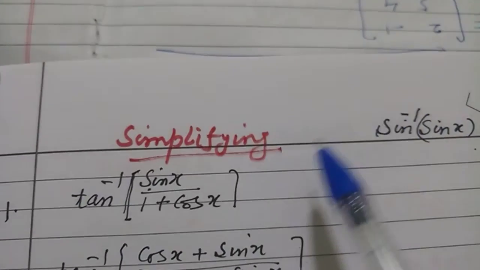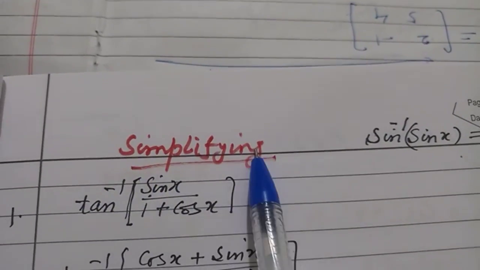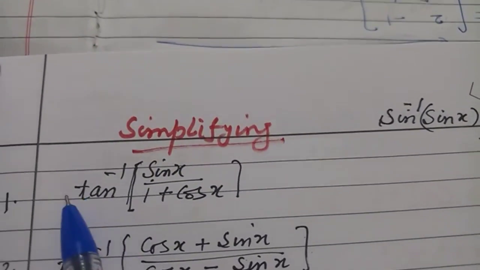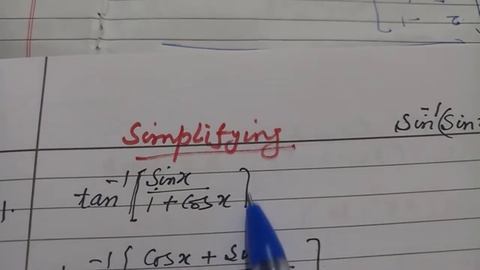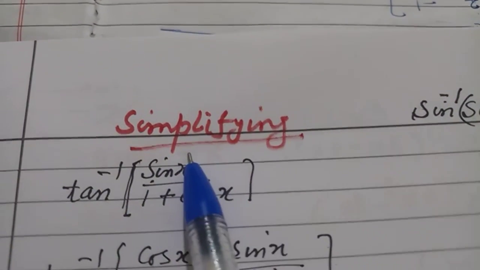Now next comes simplifying. Look at this tan inverse, a big term is given here. We want to reduce it into a very smaller form.